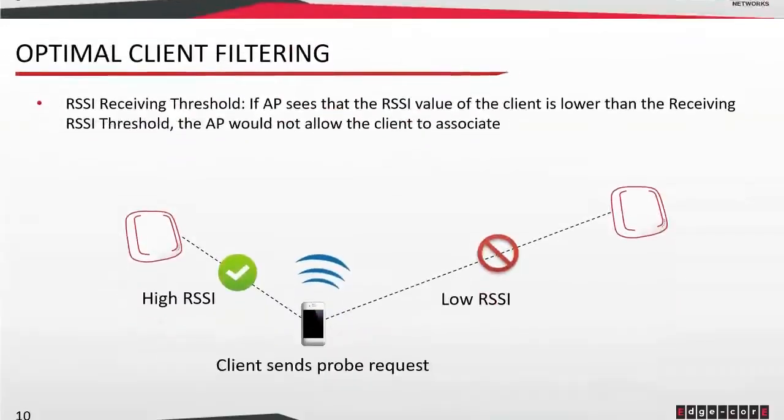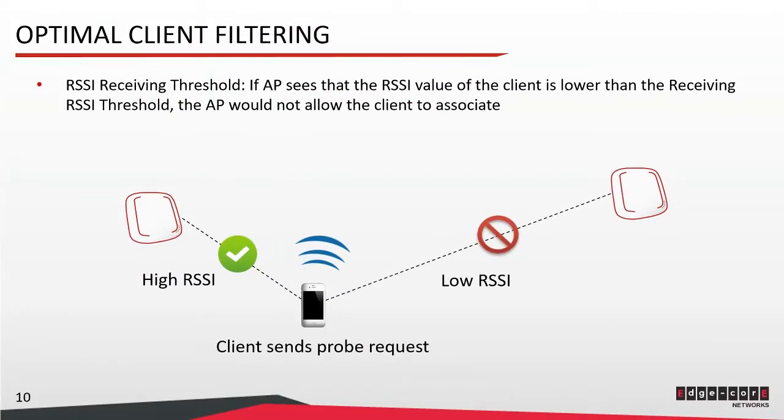Moving on, there are several parameters on the EdgeCore's APs for optimal client filtering. The first is receiving RSSI threshold. This prevents clients that have poor signal strength, as seen by the AP, from even associating to the AP. So if the RSSI value of the client is lower than the configured threshold, then the AP would reject probe requests from this client so that the client cannot even associate to the AP.